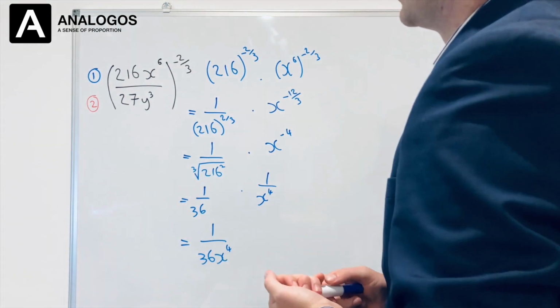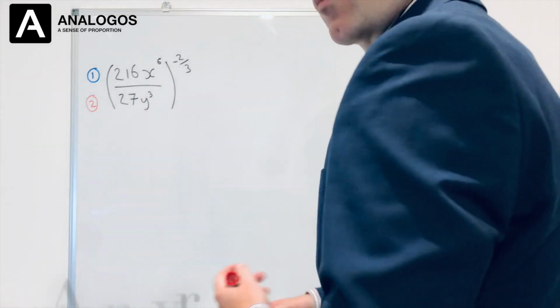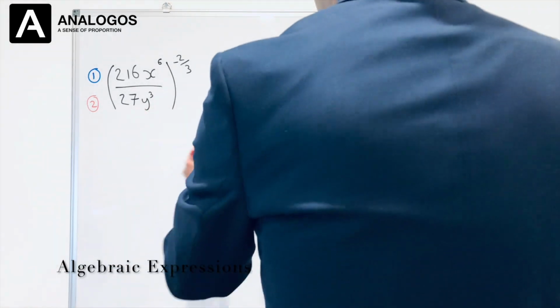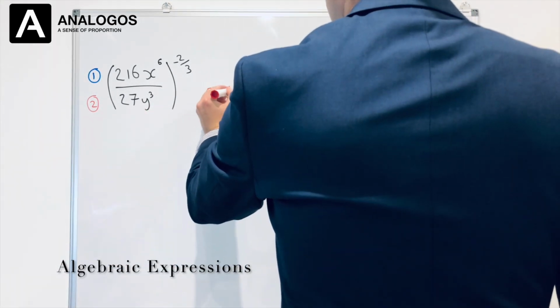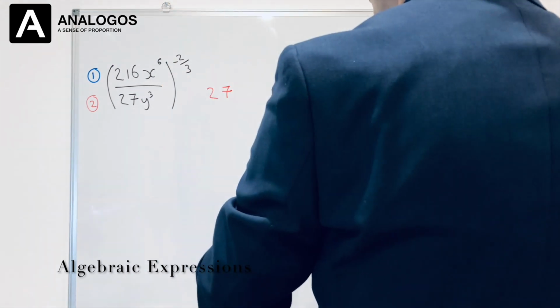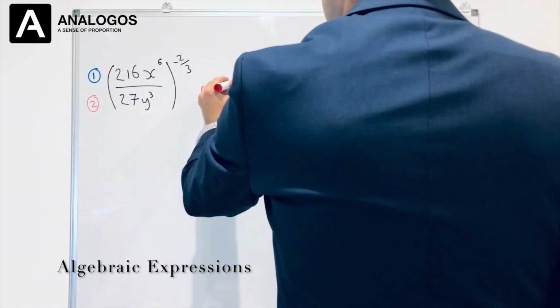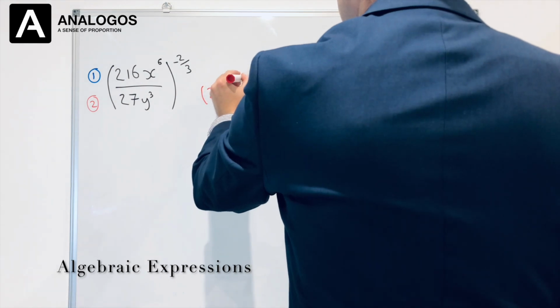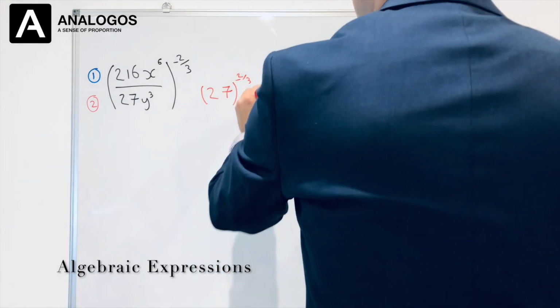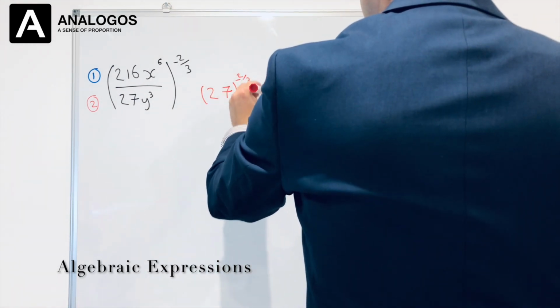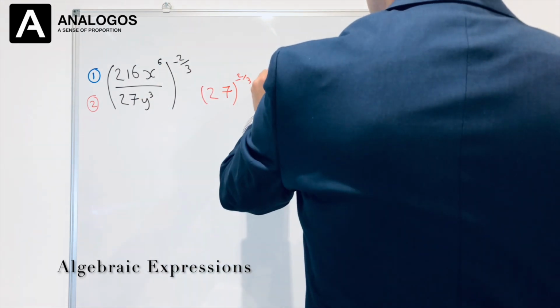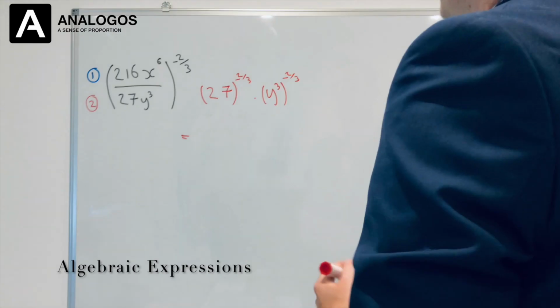Let's have a look at the denominator. Okay, so 27 y cubed all to the power of negative 2 over 3. Like the last question, split it up: the 27 first to the power of negative 2 over 3, multiplied by y cubed all to the power of negative 2 over 3.